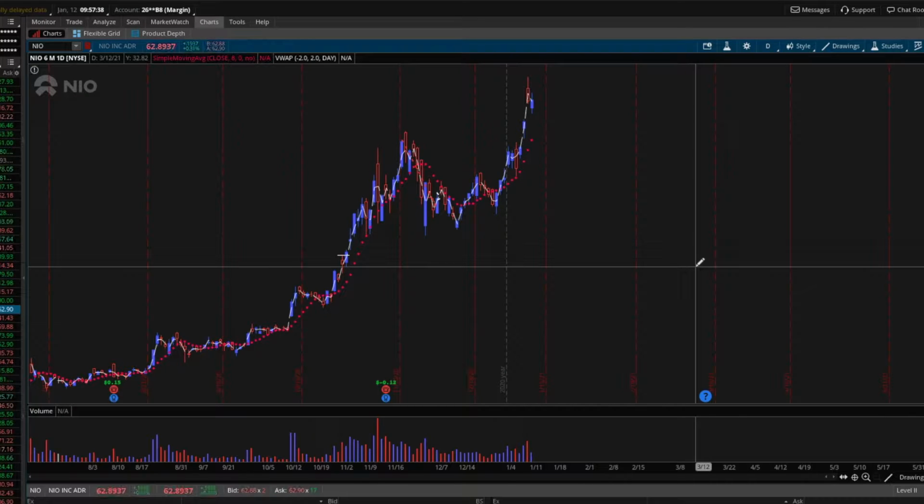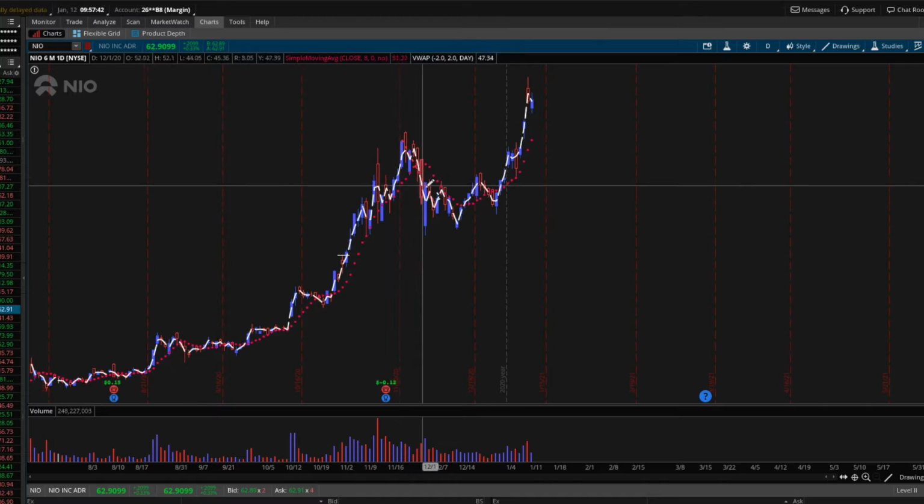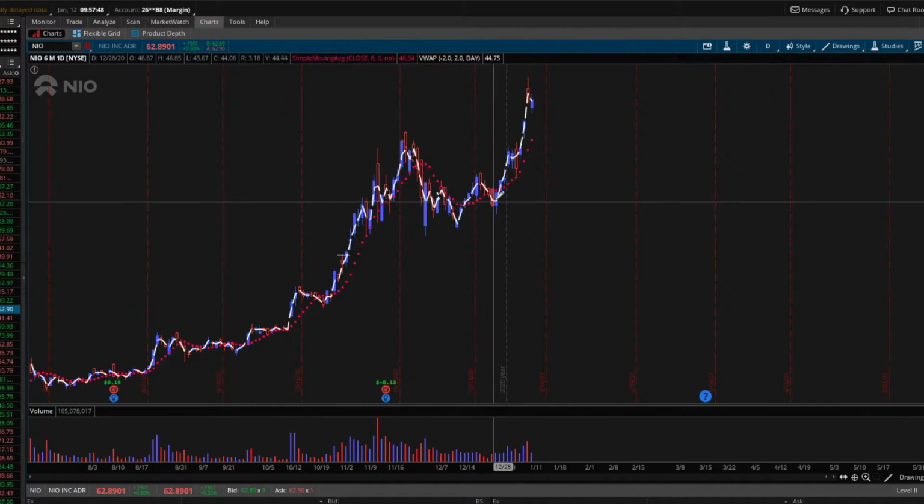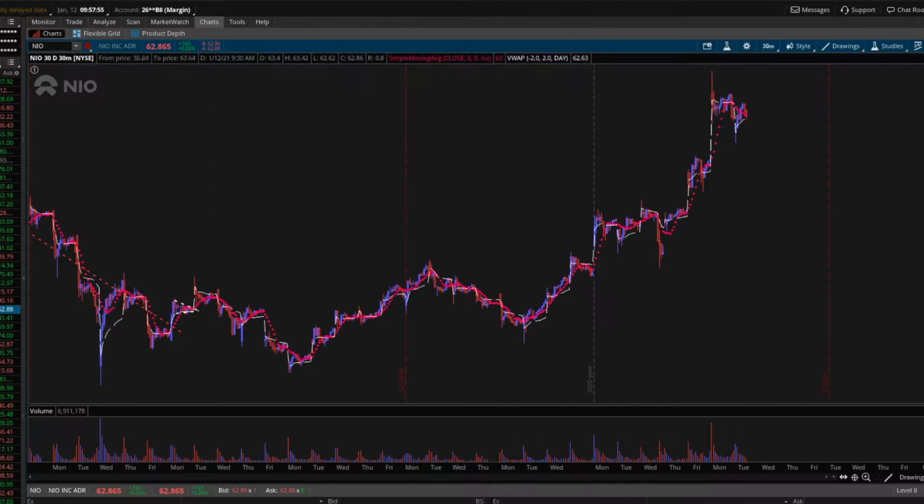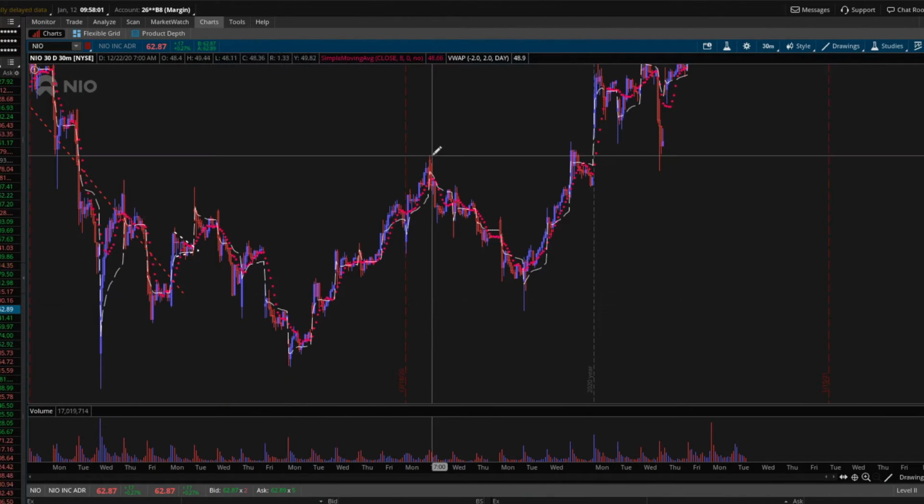Today we're going to take a look at Nio. Nio had a great run up, and then it kind of started to melt for a while. Let's see if we can spot the setup before the next push up. Okay, so 30-day, 30-minute chart, and this is a pattern I find interesting.